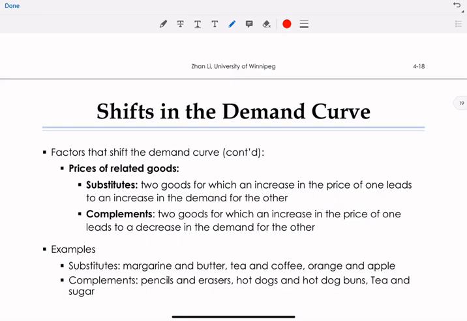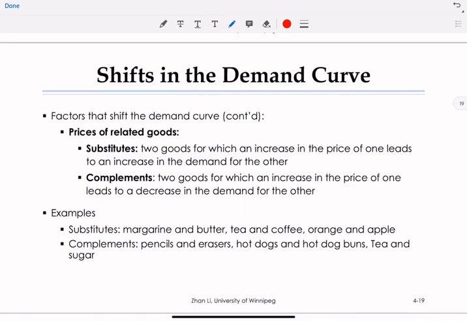Now, what about complements? Well, if you have two goods, right? If an increase in the price of one good leads to a decrease in the demand for the other good, then these goods are complements. Now, let's see some examples here, right? So, substitutes: margarine and butter, they're substitutes, right? Margarine is basically man-made butter. And tea and coffee, they are substitutes, at least for some people. And orange and apple, they're substitutes, right?